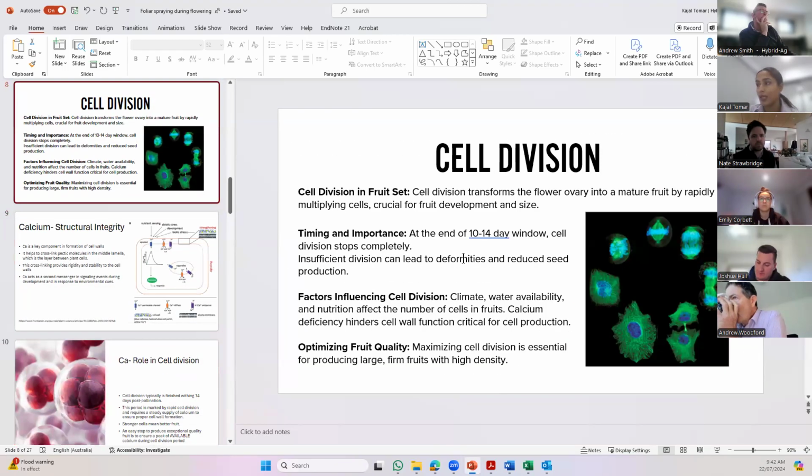So it's important to understand that that 10 to 14-day window is very crucial from a nutrient availability point of view as well, having enough nutrient for the plant to help with that division, which is calcium in particular, but we're going to just go over that again. Other factors that influence that cell division: climate, water availability, nutrients will affect the number of the cells in the fruit, and it will optimize the fruit quality. It will maximize the potential of the genetic capabilities of the fruit as well.